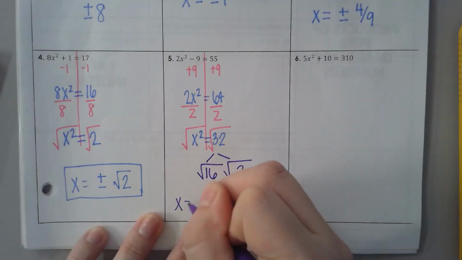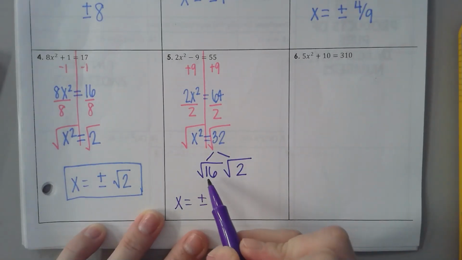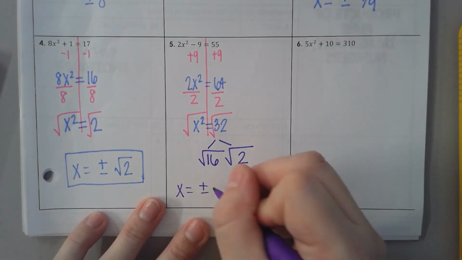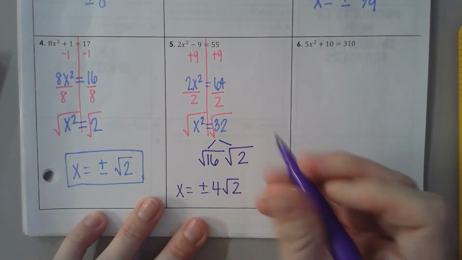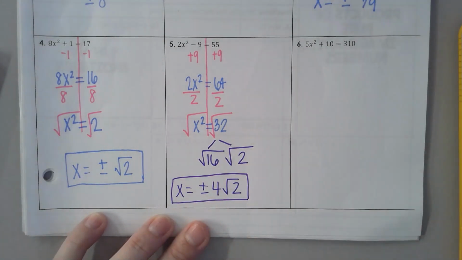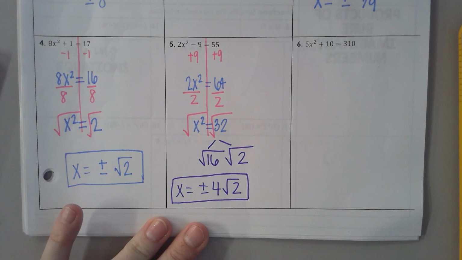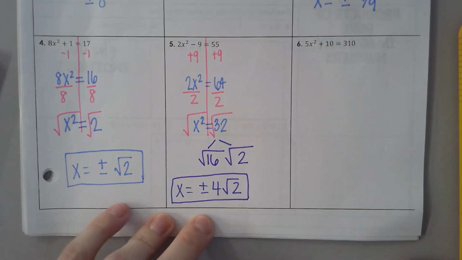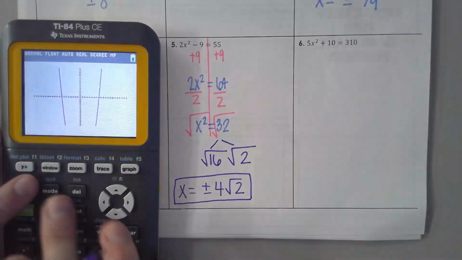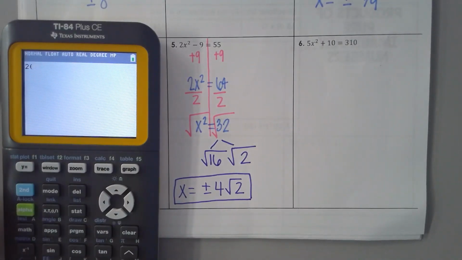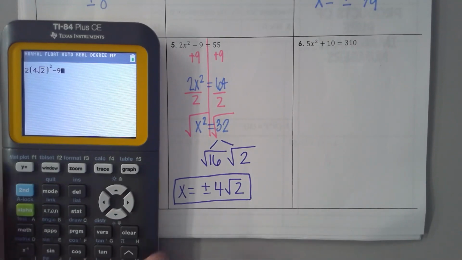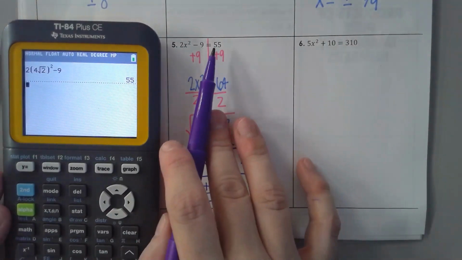So x equals plus or minus, what's the square root of 16? 4. Bring down the square root of 2. If you want to check, you can just plug that back in for x. So you could do 2 times 4 square root of 2 squared minus 9, and you get 55.